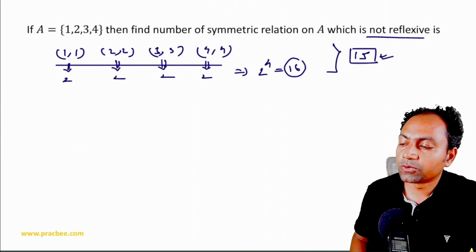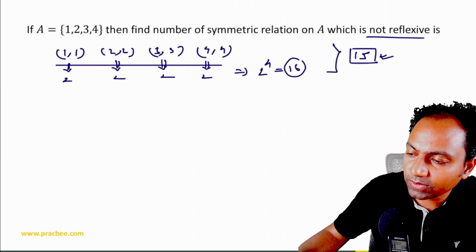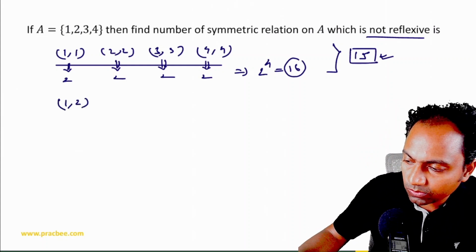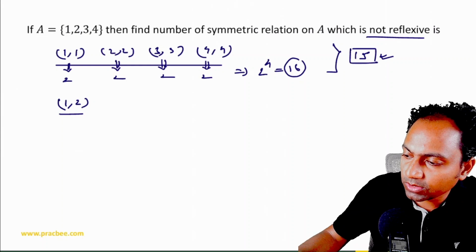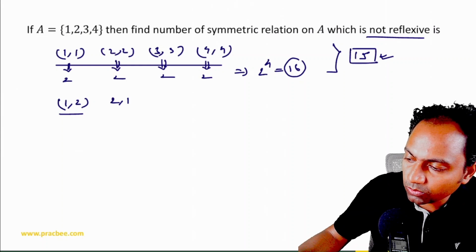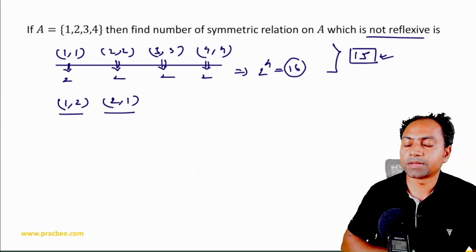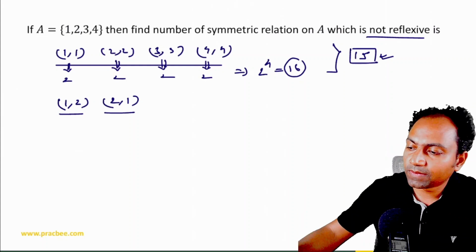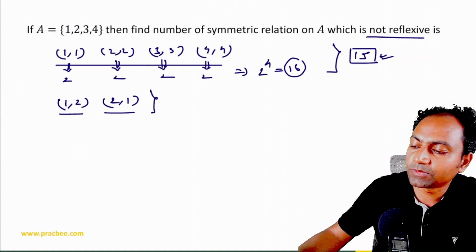But now they want it to be symmetric. For symmetric, what I can do is talk about other entries like 1, 2. So it will become symmetric when this and its counterpart is present. Only then it will become symmetric. Okay. So if I have this ordered pair, this is 1. How many such pairs can be made?